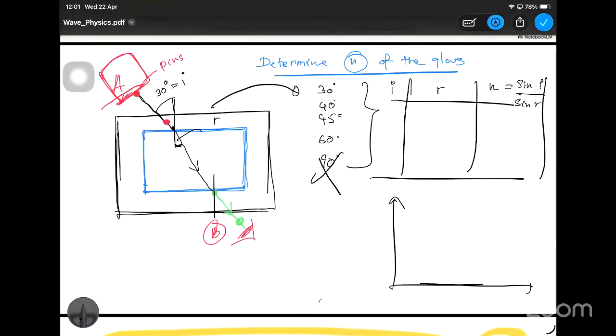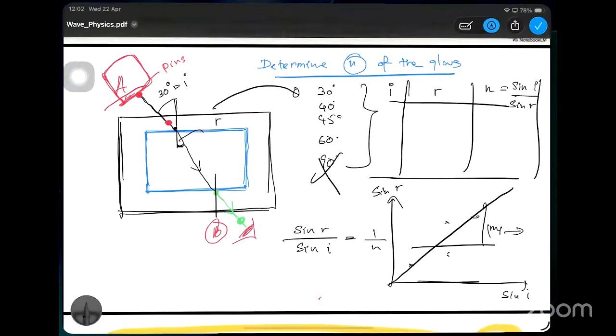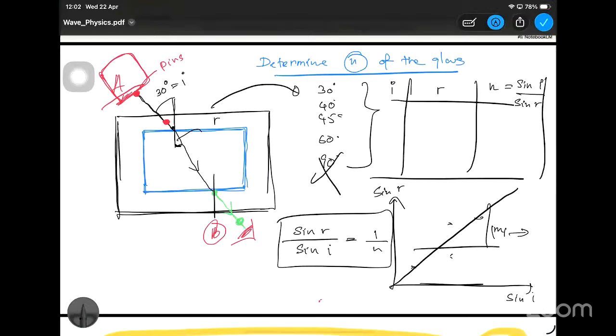If you draw the graph, you can take sine I values on the x-axis and sine R values on the y-axis. So the graph would be something like this. Then if you calculate the gradient, it will be sine R over sine I, which means this is going to be 1 over n. If you want the direct sine I over sine R, then you need to change the x and y axes. So depending on that, you can get the answer. Remember, this can be done.